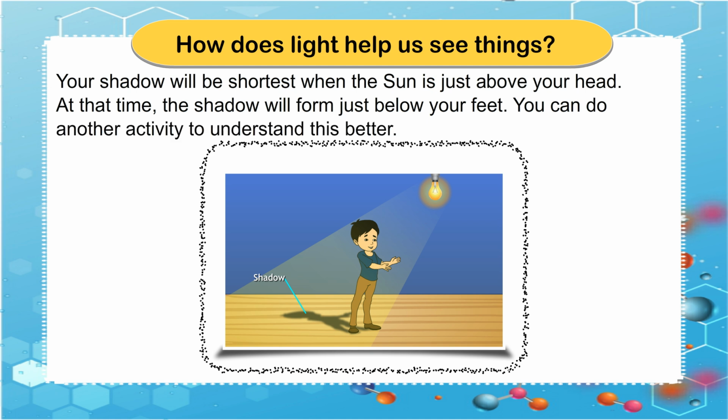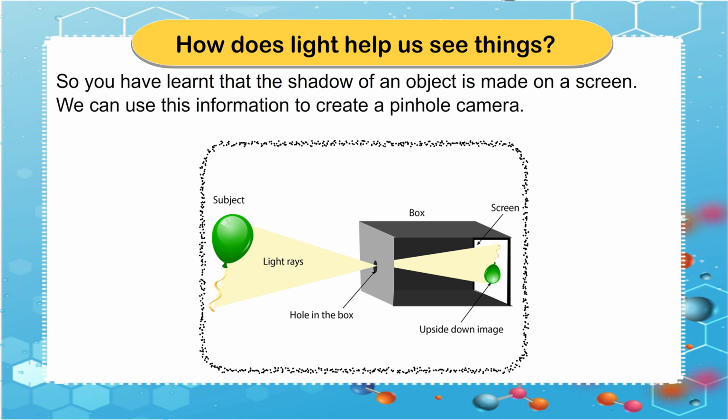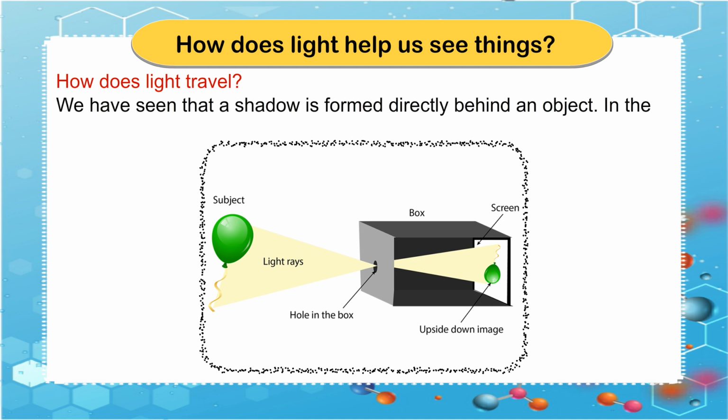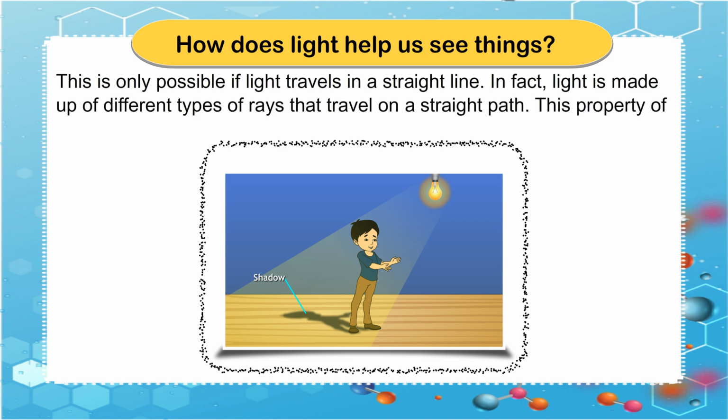You can do another activity to understand this better. So you have learnt that the shadow of an object is made on a screen. We can use this information to create a pinhole camera. How does light travel? We have seen that a shadow is formed directly behind an object. In the same way, the image is formed in a pinhole camera. This is only possible if light travels in a straight line. In fact, light is made up of different types of rays that travel on a straight path.